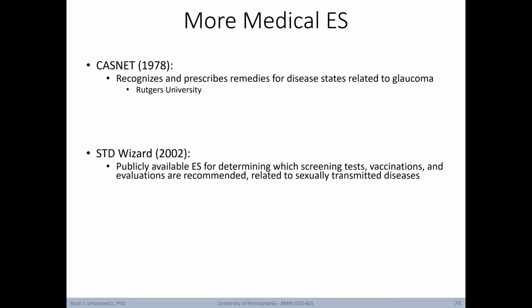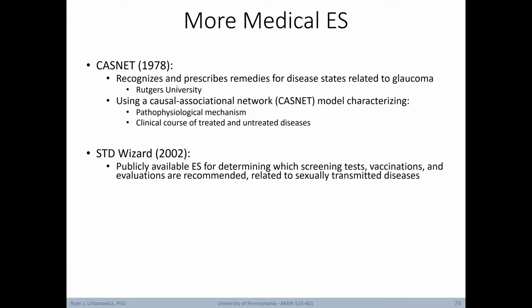This was designed to recognize and prescribe remedies for disease states related to glaucoma. It was developed at Rutgers University, and it used a causal association network, which is where the name CASNet comes from, in order to model characterizing the pathophysiological mechanisms and clinical course of treated and untreated diseases.